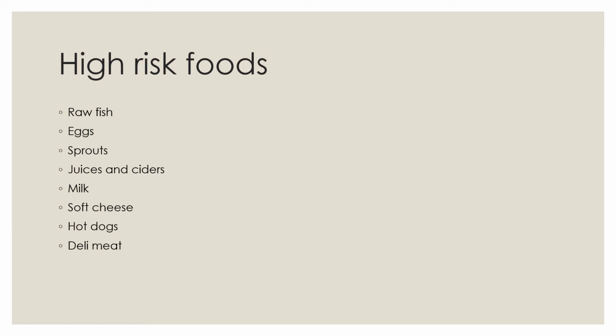Bacterial causes of gastrointestinal problems are usually from foods that are risky. So some of the foods that are high risk for being contaminated with food toxins would be things like raw fish, sushi and seafood, eggs, sprouts, juices and ciders, milk, soft cheeses, hot dogs, deli meat. These are all foods that are high risk for bacterial contamination with toxins.